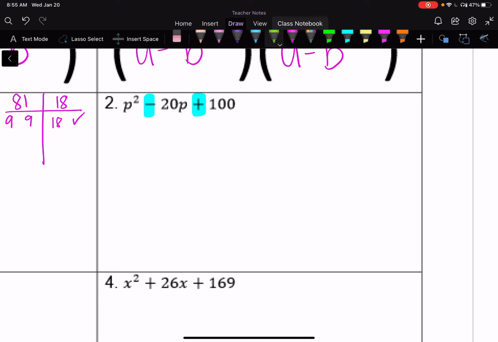Now I'm going to verify that the square root of my last term and my first term added together is going to give me my middle term. So I have p and 10. If I add 10p together twice, that will give me 20p. So we know that this is a perfect square trinomial. Now I can write my perfect square trinomial with p minus 10, and that gives me p minus 10 squared. I chose minus because my second term is a negative.